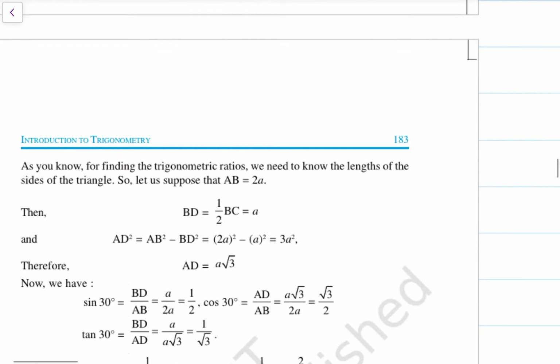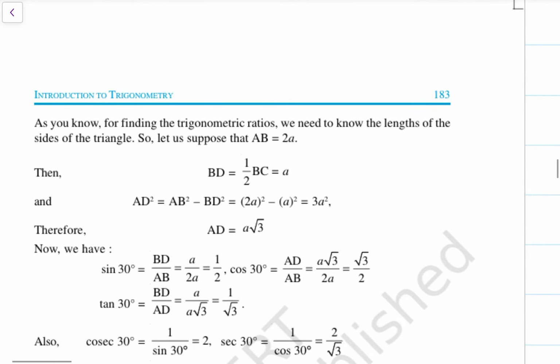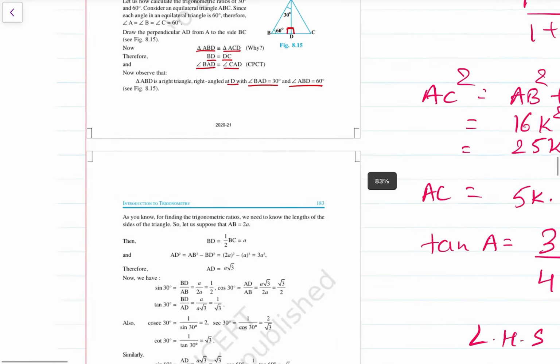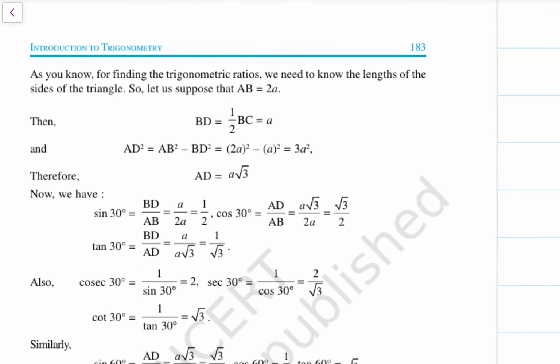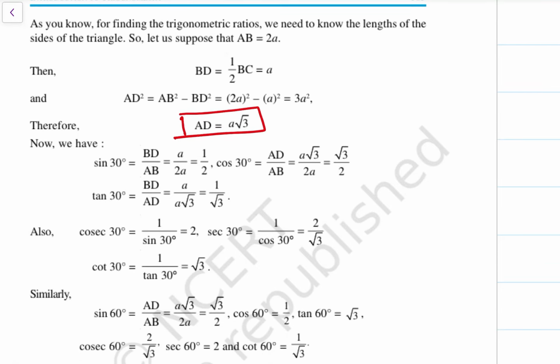Now, to find the trigonometric ratios, we need the lengths of the sides of the triangle. Suppose the length AB is 2a, then BD is equal to half of BC, which is a. Now AD square is equal to AB square minus BD square, using the Pythagoras theorem. We get 4a square minus a square is equal to 3a square. So we get AD is equal to a root 3. Now applying the trigonometric ratios, sin 30 will be BD upon AB, opposite upon hypotenuse, equal to a upon 2a, equal to 1 upon 2.